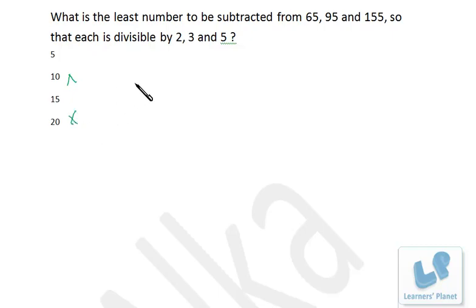I'm just going through options. Now if I deduct 5 from 65, it will be 60, then 90 and then 150. Let's see. Yes, then they are divisible by 2, 3 and 5, all of them as well, right? So even after deducting the 5, that's okay. Okay, no need to go for 15.